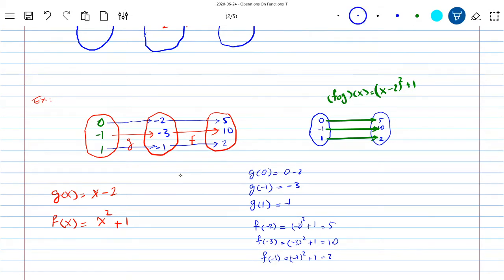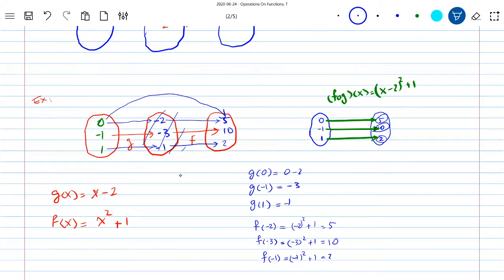Now try to replace these numbers. If I replace 0, what do I get? 0 minus 2 is -2, squared is 4, plus 1, I'll end up exactly at 5. If I replace -1 in there, -1 minus 2 is -3, squared is 9, plus 1, 10, I'll end up at 10. If I replace 1, 1 minus 2 is -1, squared is 1, plus 1, exactly 2. So what I did is I skipped this middle step and I went straight from the given input to the output result.